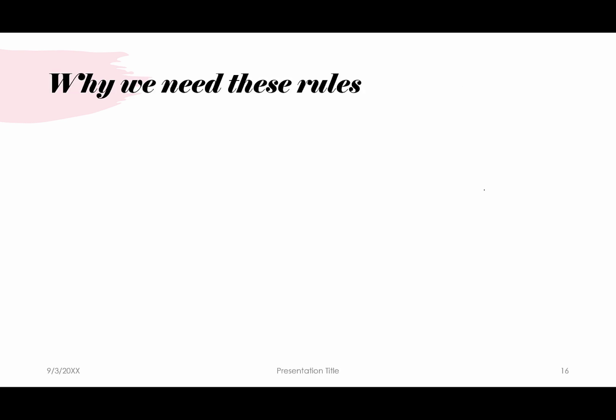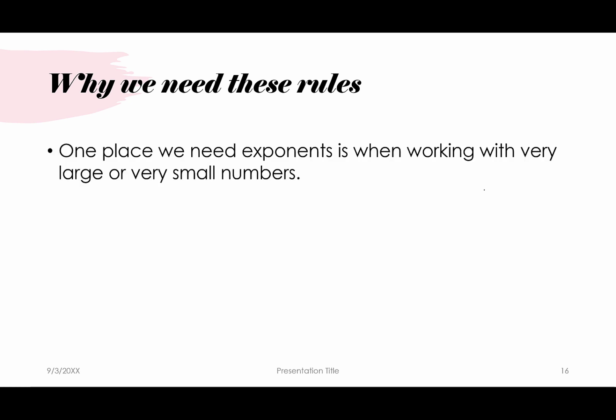So you may be wondering at this point, why do we need these kind of rules? Well, let me give you a really quick example. One place we need exponents is when working with very large or very small numbers. So say we had something like 1,000,000 times 10,000. Those aren't even really big numbers, but they're big enough. If I write those instead as exponents, I would have 10 to the 6th times 10 to the 4th. And we know now from our rules, we're just going to add those exponents. So 6 plus 4 is 10. So I have 10 to the 10th.